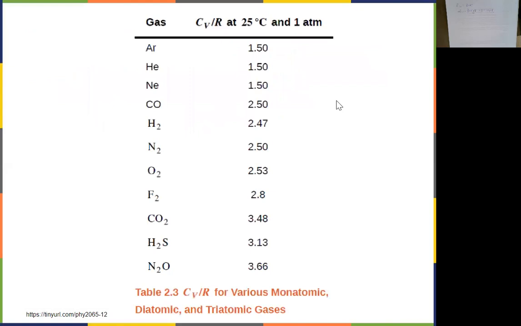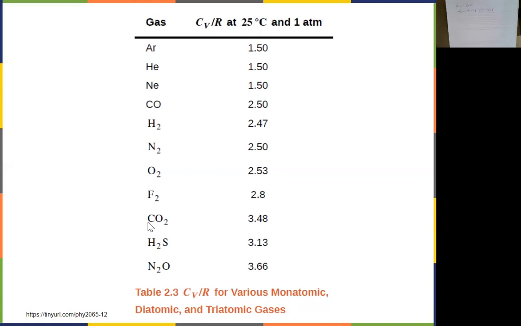Basically to summarize, if you have monatomic gas like these ones, C_V should be 3/2 or 1.5 of R. So if you do C_V divided by R, it gives you 1.5. These are experimental data. For diatomic, this is roughly 2.5. For nitrogen it is about 2.5, oxygen about 2.5. This one is a little bit different, 2.8, but still close to 2.5.